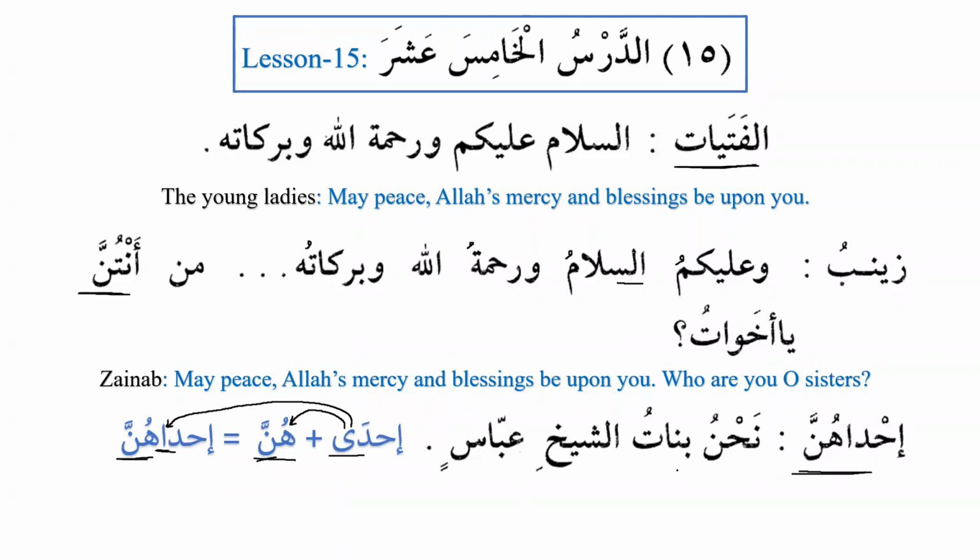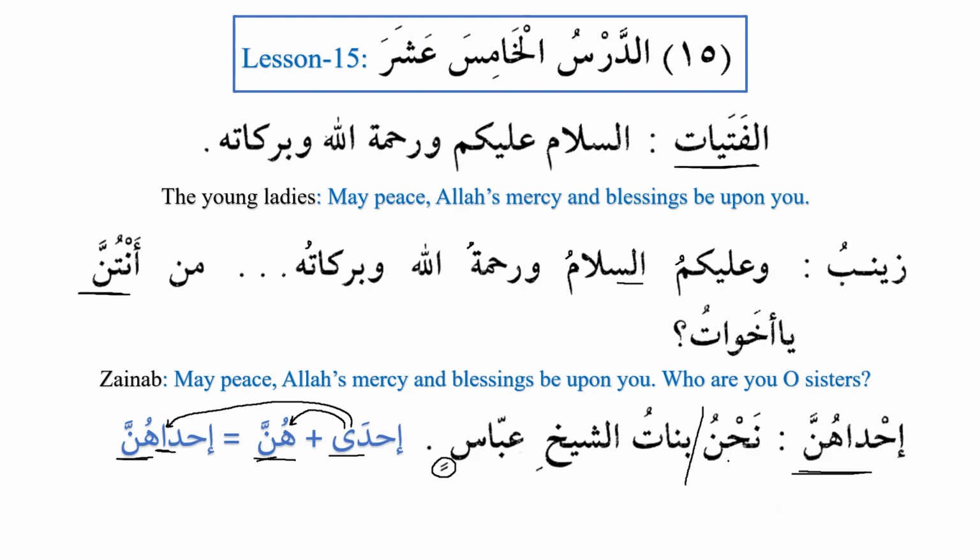إحداهن نحن بنات الشيخ عباس. We are the daughters of Sheikh Abbas. Nahnu, we can see, is the subject, and banatu shaykhi is the predicate, and this is also mudaf ilayh. Abbasin is majroor over here. So why is Abbasin majroor?